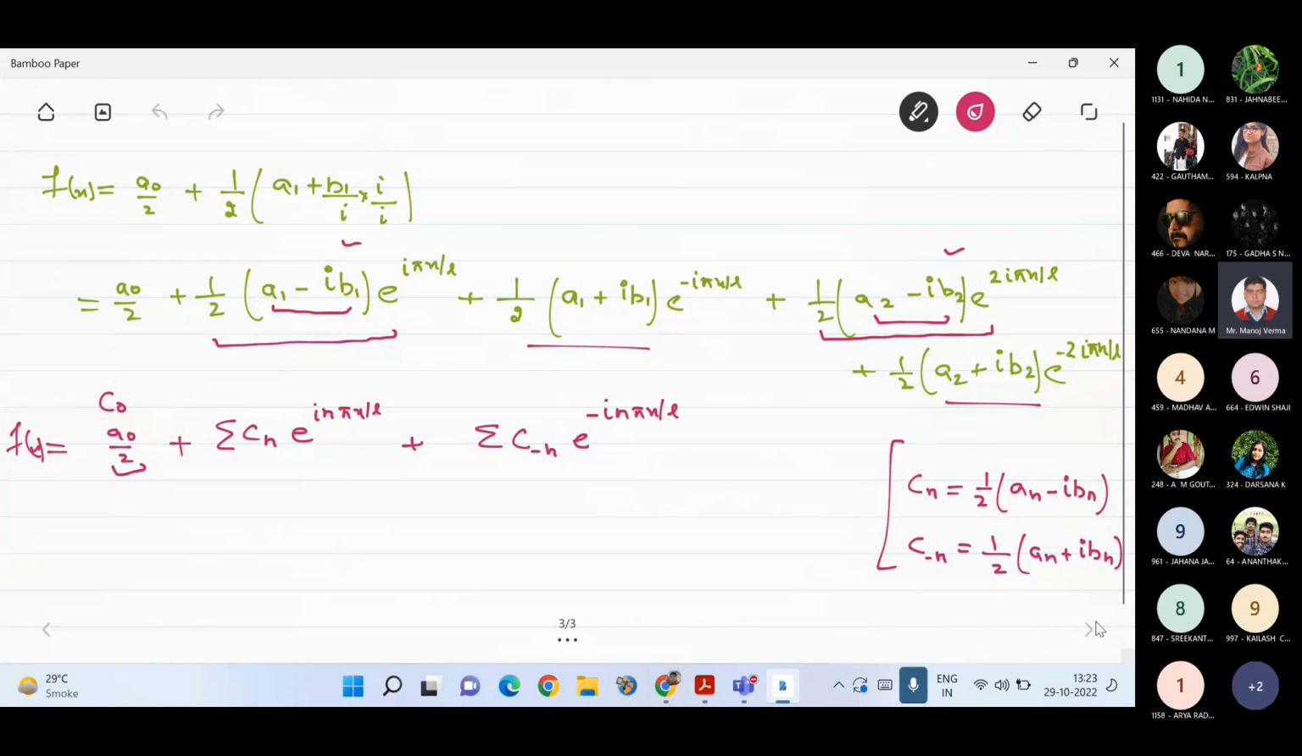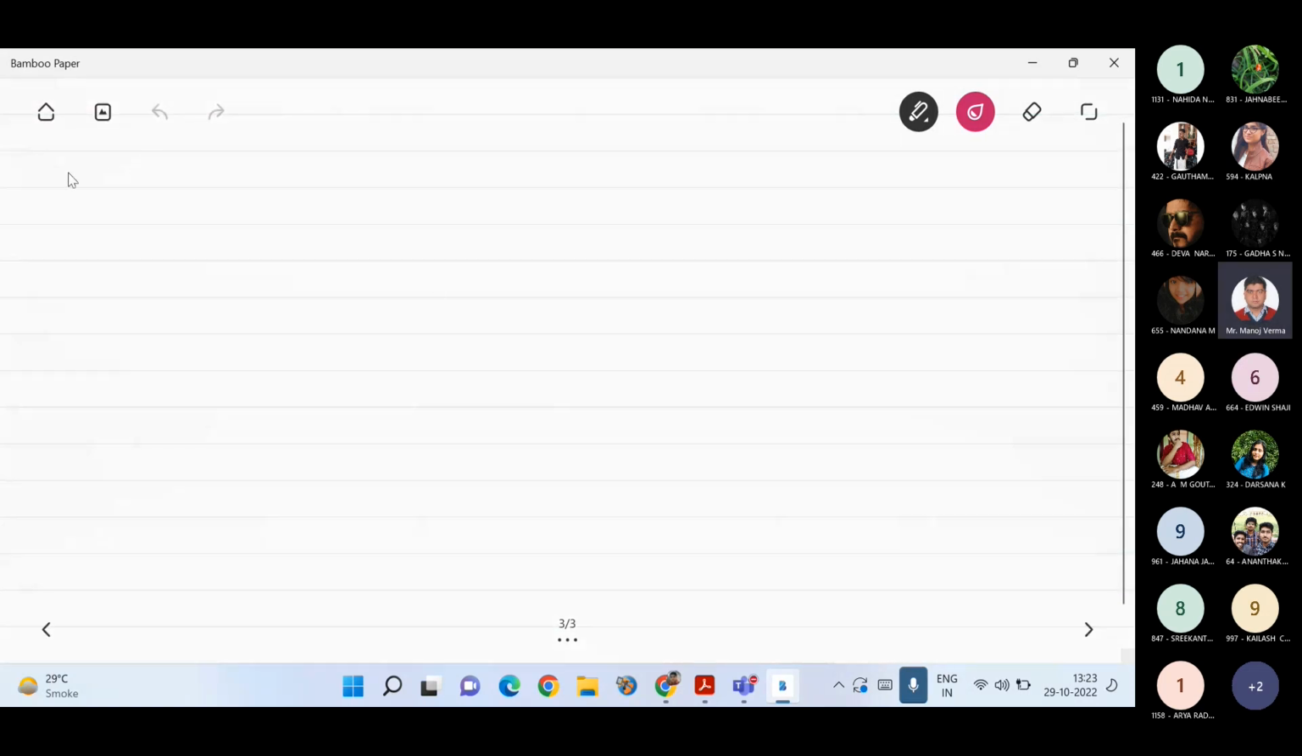from this I can see by the definitions of these new Fourier coefficients, C naught can be evaluated as, just like the previous case, half of the value of A naught. And the value of A naught was 1 by L integration in the whole period of the function, f(x) dx. So this was the definition of A naught. So C naught will be half of A naught.